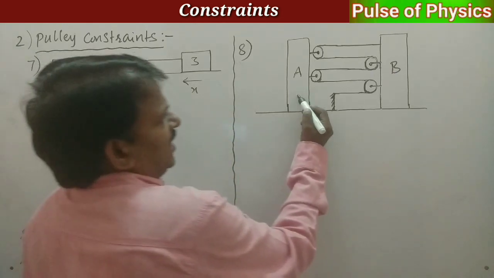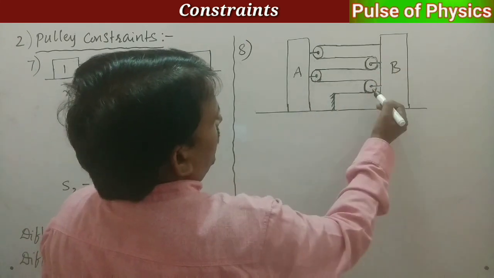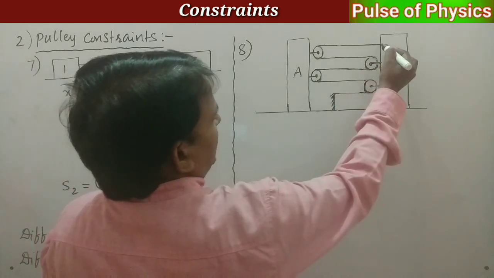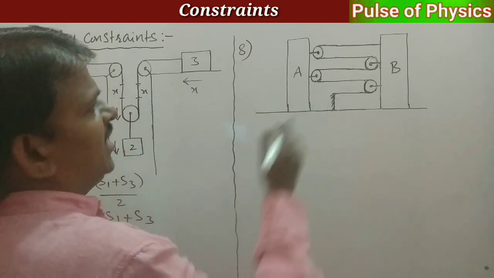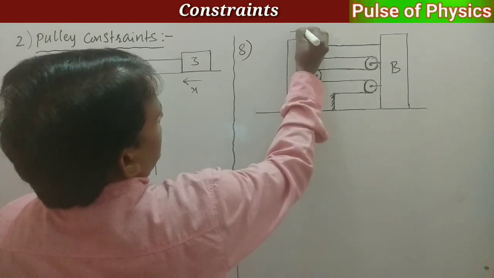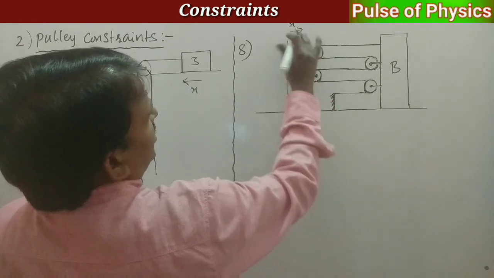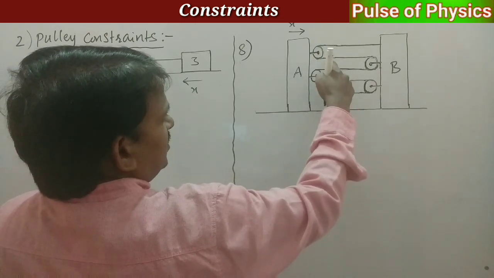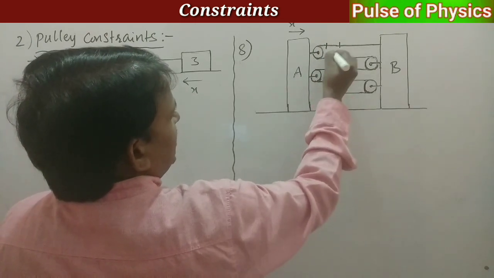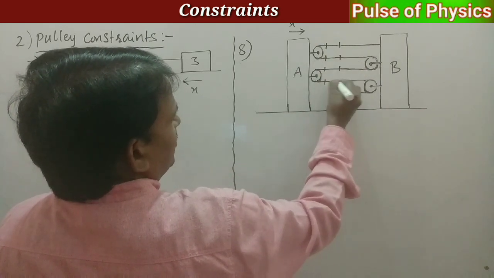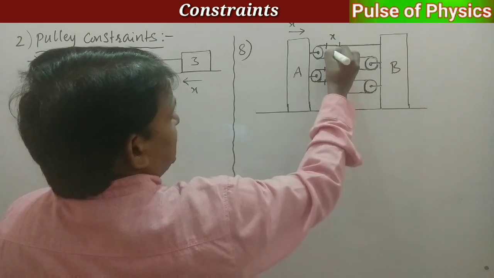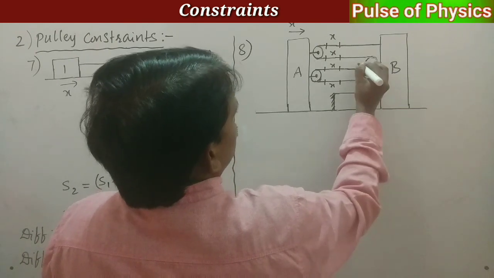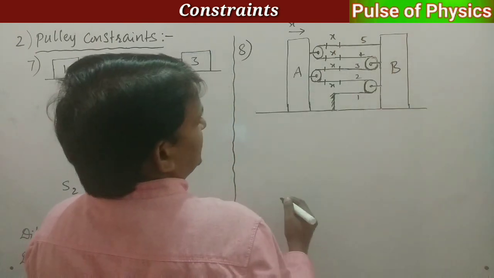Eighth problem. A and B blocks are connected with the help of 4 pulleys and 1 string. One end of the string is connected to this fixed support, another end is connected to the block B. How to analyze the motion? Let us assume this block A moves x centimeter towards right. Then here the string becomes loose in these 4 parts, x centimeter, x centimeter, x centimeter. 4x length of string is transmitted this side. 1, 2, 3, 4, 5 sides.